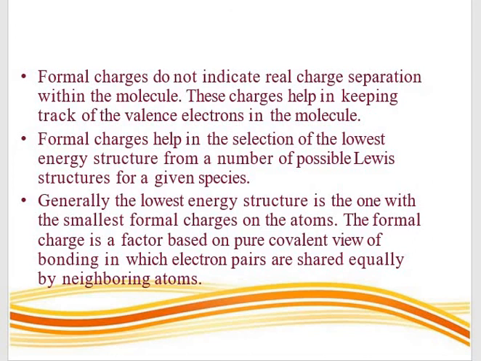So this is all about covalent bonding and formal charge. Thank you.